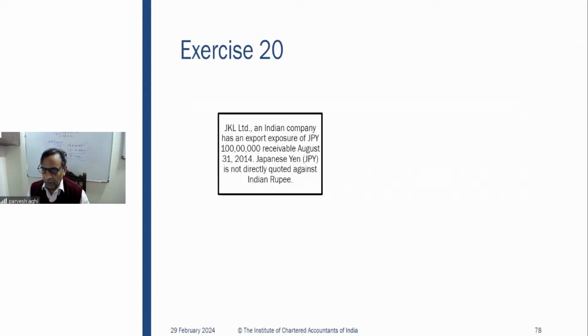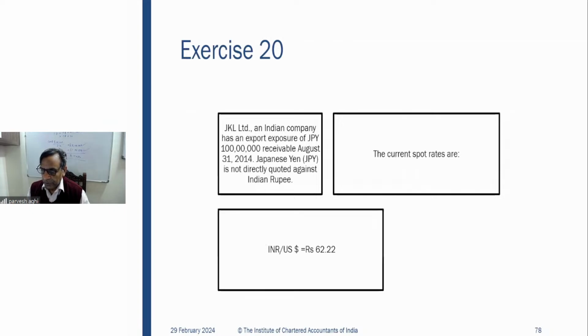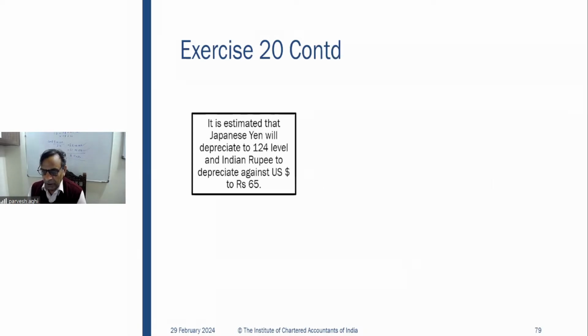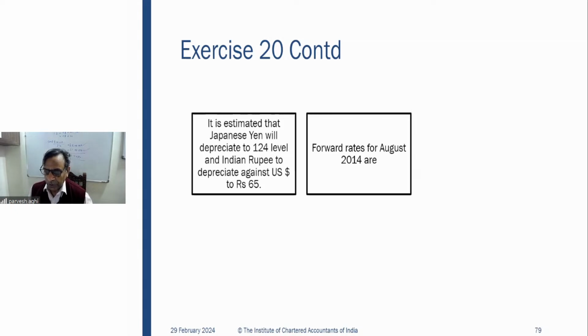So this was the spot rate. First, we use these spot rates, the current spot rates. The current spot rate was 62.22 divided by 102.34. Then this is the estimated Japanese yen that will depreciate, how much. So it is 65 divided by 1.24.